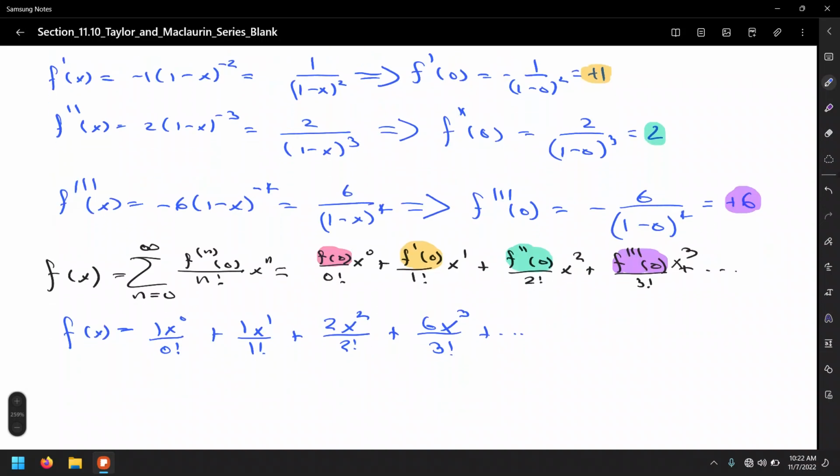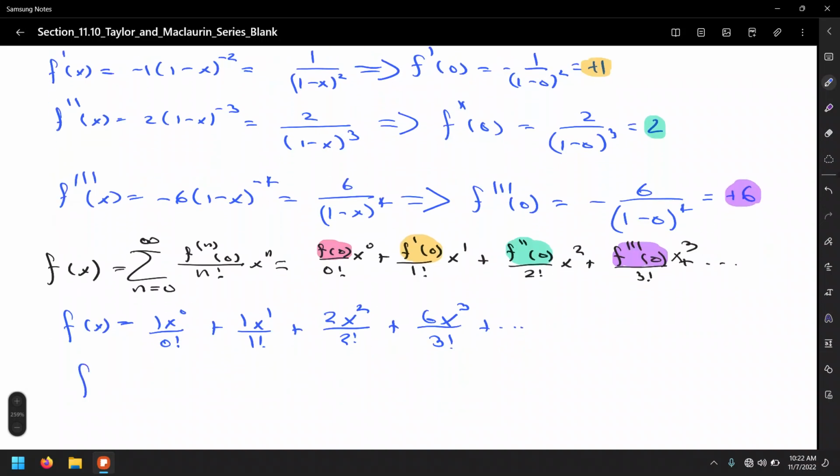And, well, in this case, let's simplify f of x as a polynomial. Well, 1 times x to the 0 is just going to be 1 over 0 factorial, which is just 1. That's going to be 1. And this is just x. And 2 factorial, which is 2, these two cancel out. That's x squared. And 3 factorial, which is 6, they also cancel out. Plus x cubed. And, well, this goes on forever.